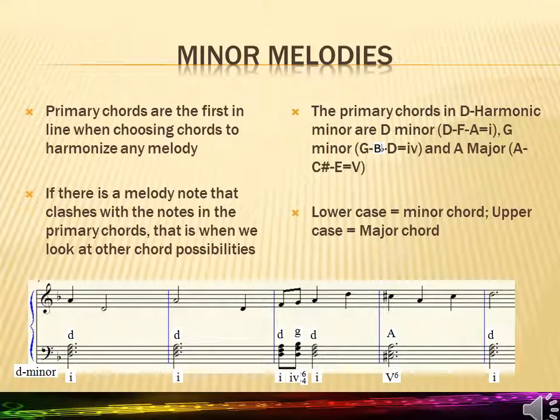Primary chords are the first in line when choosing chords to harmonize any melody. If there is a melody note that clashes with the notes in the primary chords, that is when we look at other chord possibilities. The primary chords in D harmonic minor are D minor, D F A equals 1, G minor, G B flat D equals 4, and A major, A C sharp E equals 5. Lowercase equals minor chord, uppercase equals major chord. And it sounds like this.